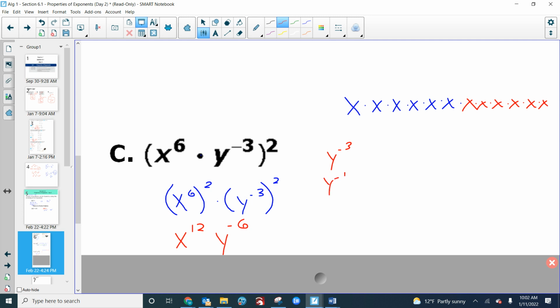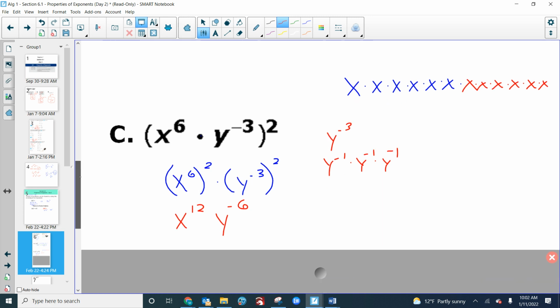Isn't y to the positive third y times y times y? Isn't y to the negative third y to the negative 1 times y to the negative 1 times y to the negative 1? Do you agree? And I would do that again, so I would have y to the negative 6. Now, because I have a negative exponent, something has to move.